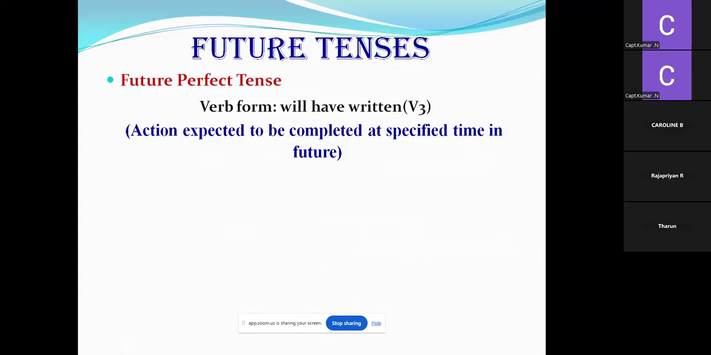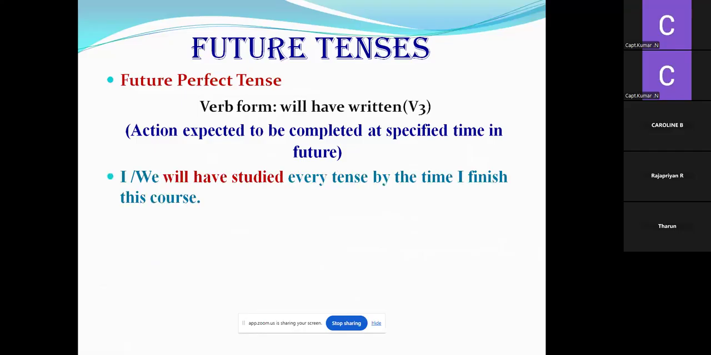Next is future perfect tense. Future perfect tense. Perfect means completed. Okay. So let's see the verb form. It will be will have written. And it is used to express action to be completed at a specified time in future. So in these sentences also, we have to specify the time when the action will be completed in the future.